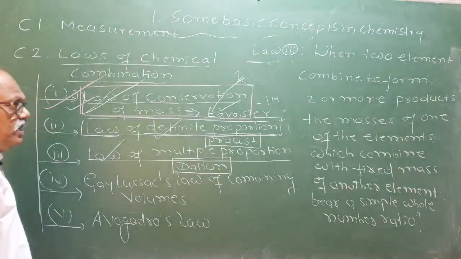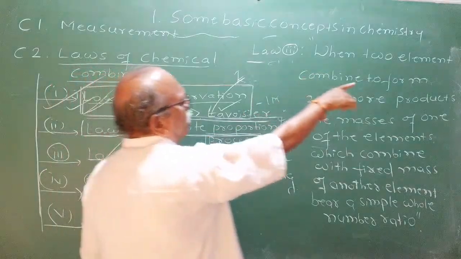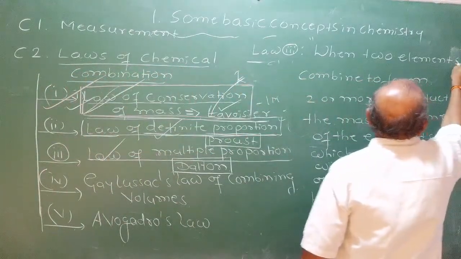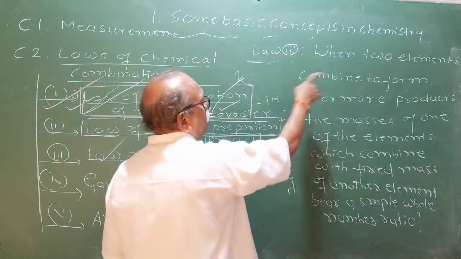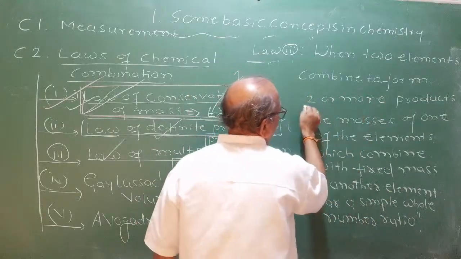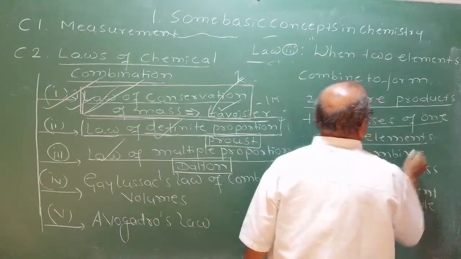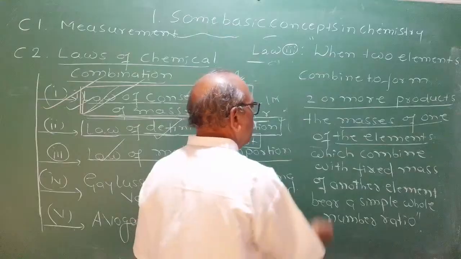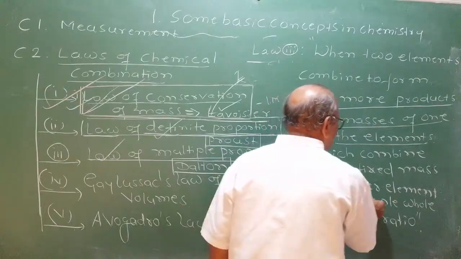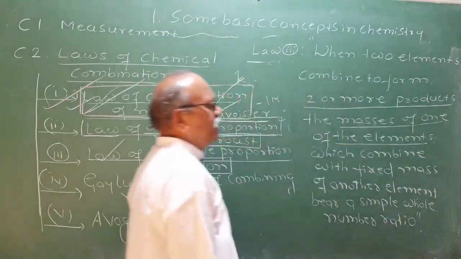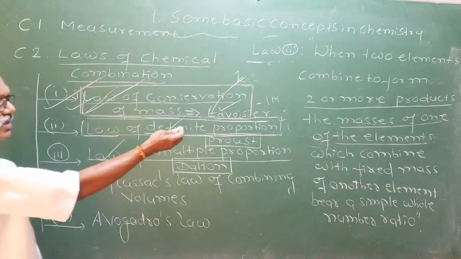Already you have taken the example. I hope you understood the meaning of it. If you understand it, writing becomes very easy. When two elements combine, better you write two elements, make the corrections, don't make mistakes in writing the definitions, have writing habits. When two elements combine to form two or more products, the masses of one of the elements, in the example oxygen, which combine with a fixed mass of another element, bear a simple whole number ratio. Are you getting this idea?